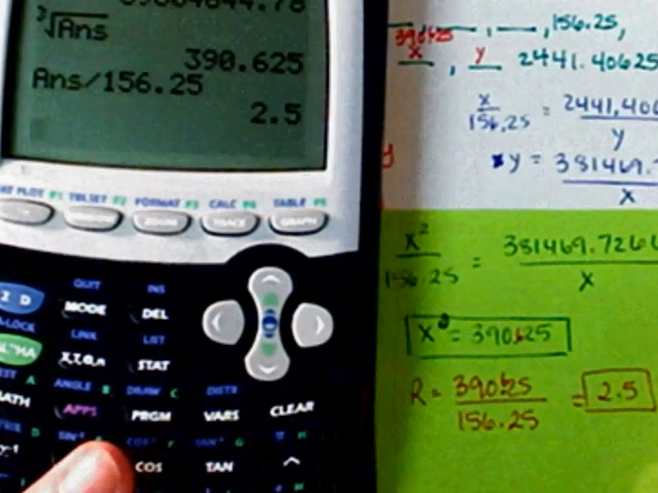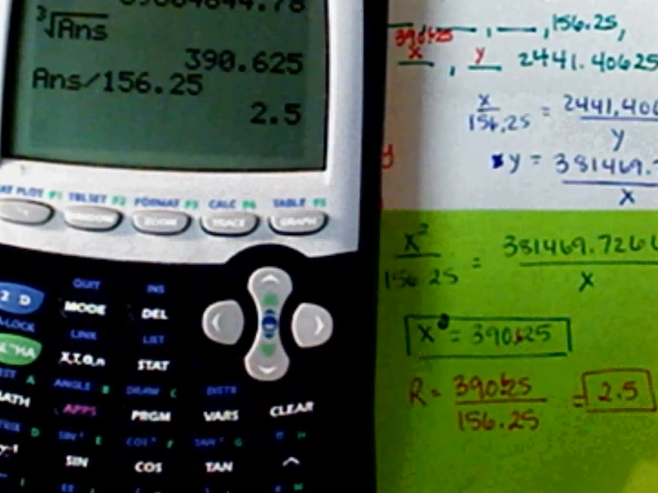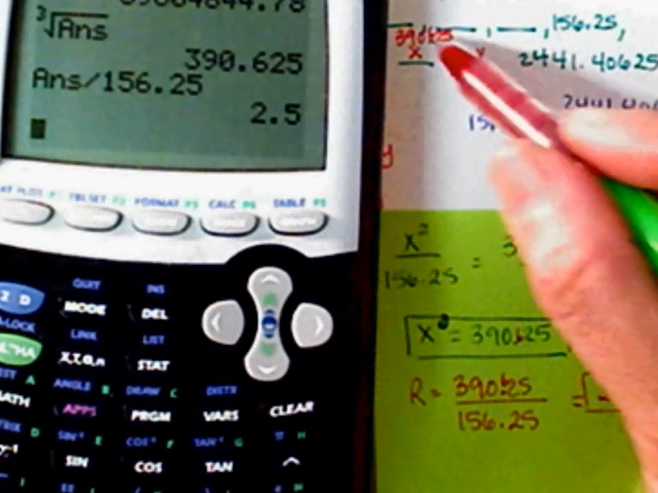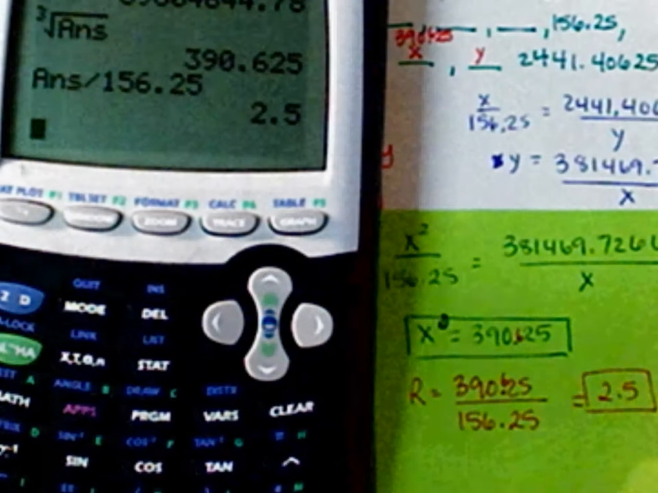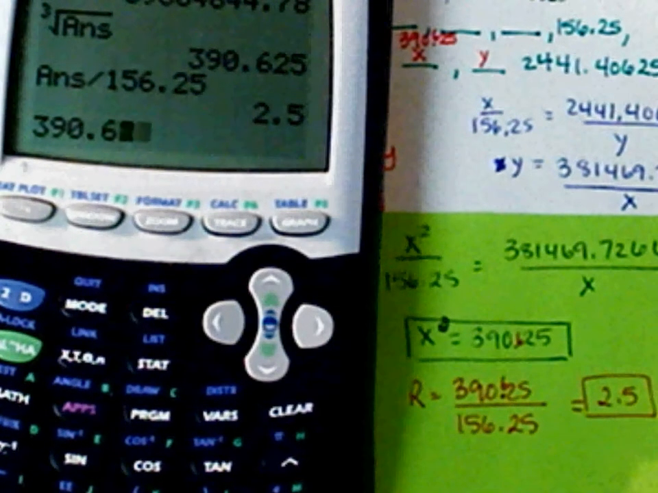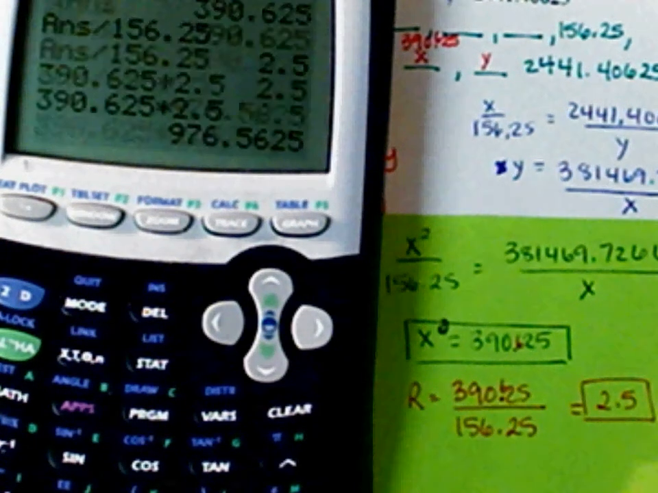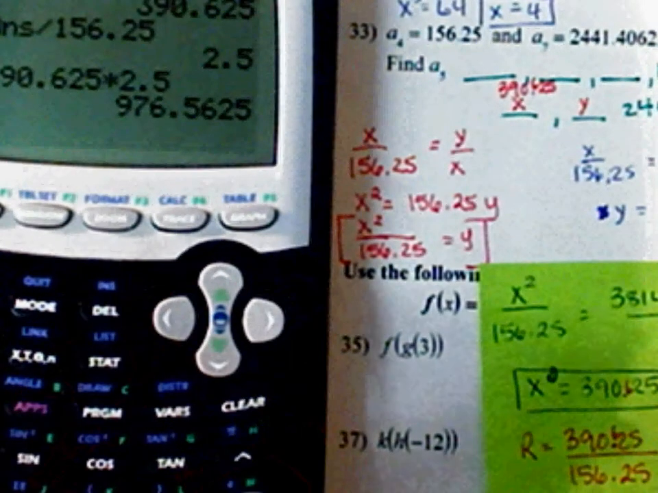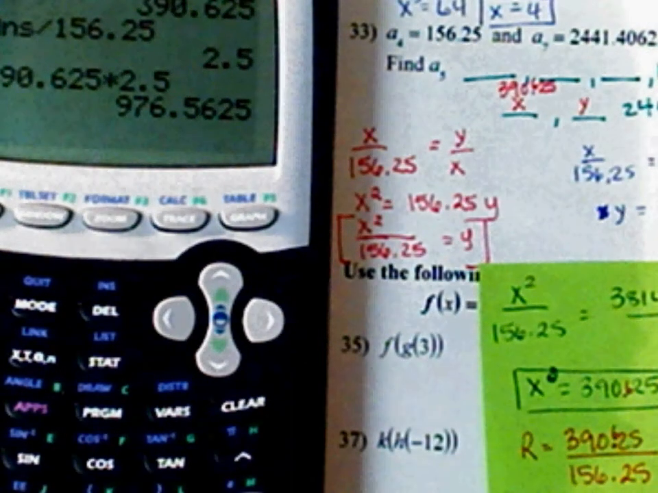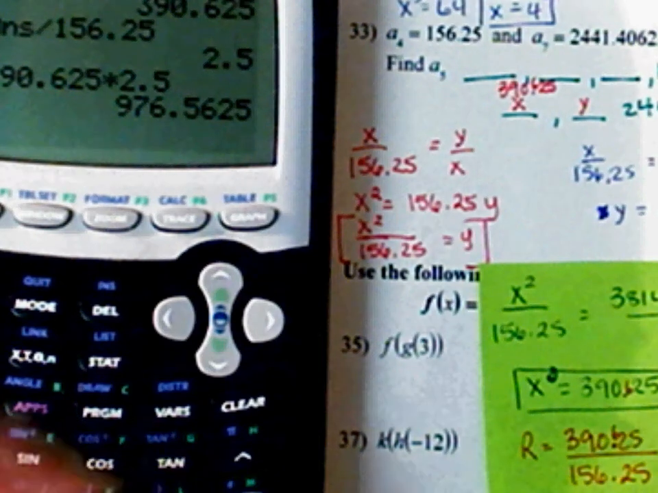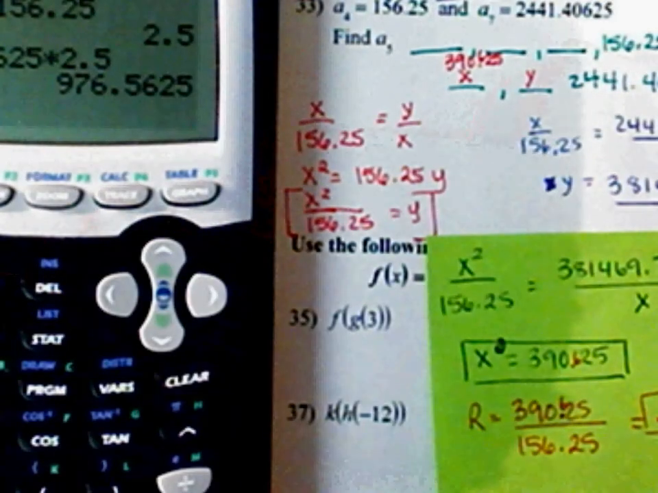Now that you know what the R is, could you guys go find the Y and everything else? Absolutely. 390.625 times 2.5. Okay, so you can go find all these terms. You can go find all the other terms. But you don't need to go find everything else. You just need to find your first term.